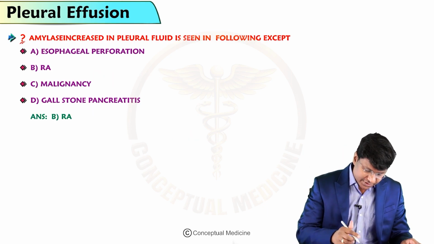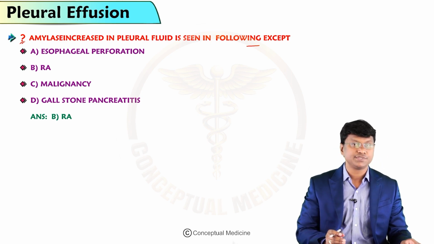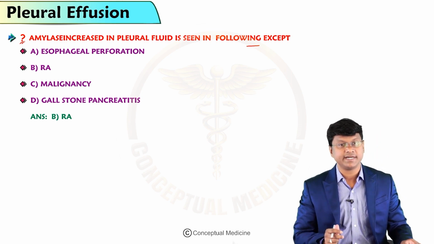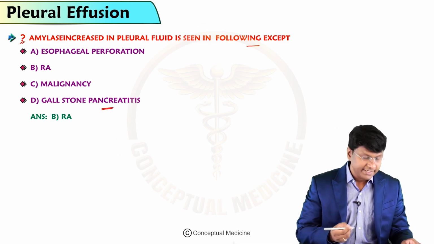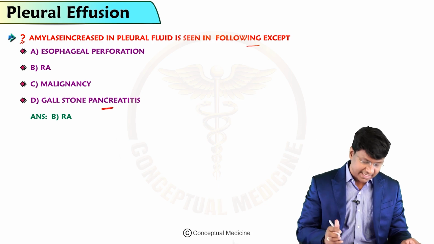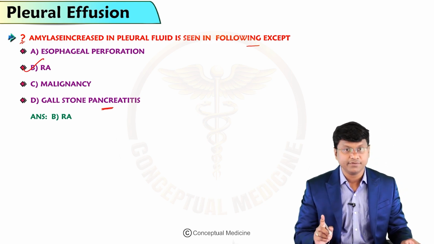So the question, amylase increase in pleural fluid is seen in all of the following except esophageal perforation, you will have increased amylase, malignancy, that is adenocarcinoma or pancreatic carcinoma, you will have high amylase, and even in pancreatitis or gallstone pancreatitis, you have high amylase. In rheumatoid arthritis, you will not have high amylase in the pleural fluid.